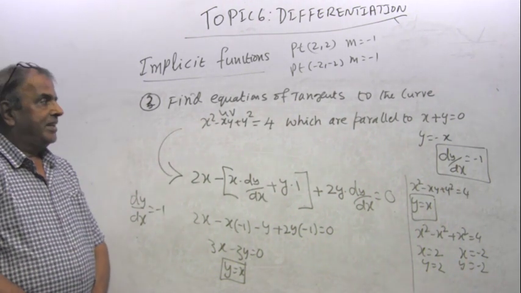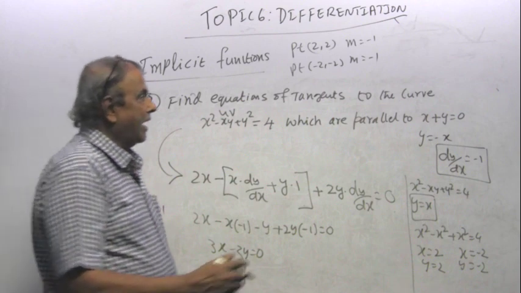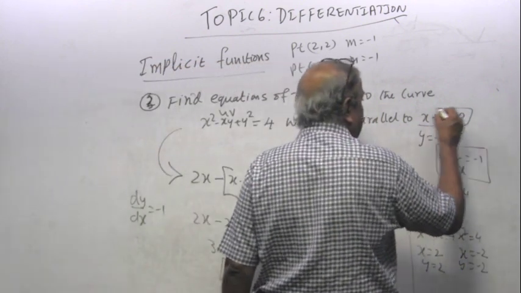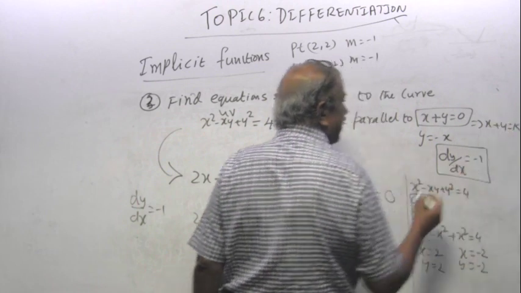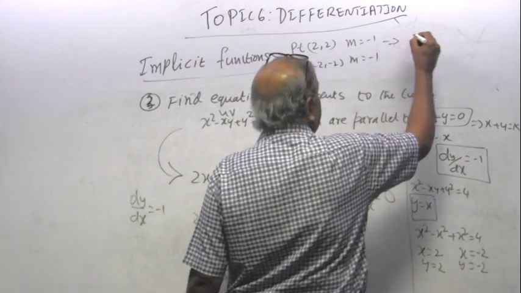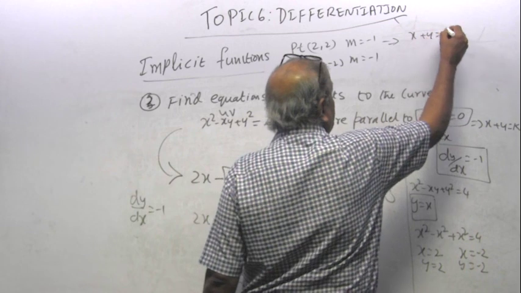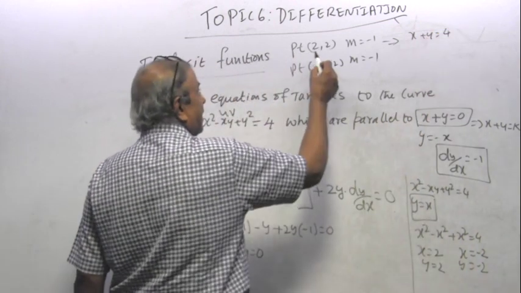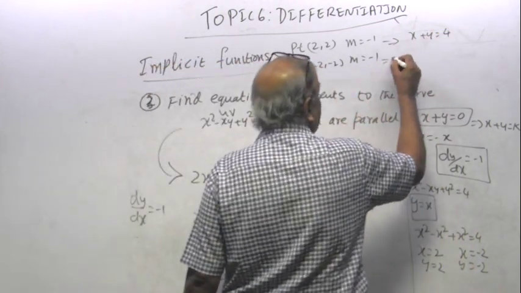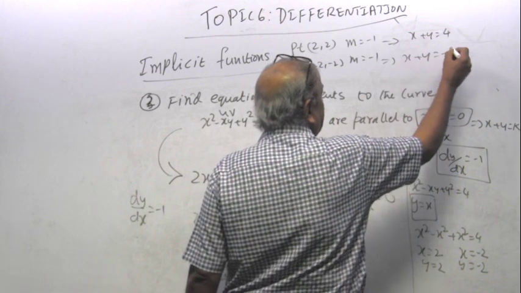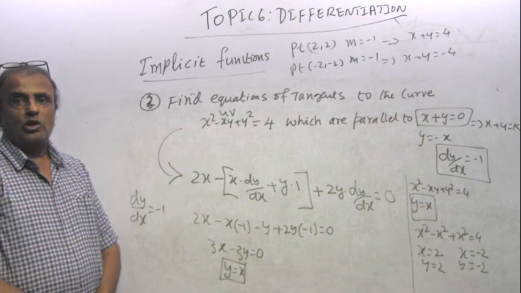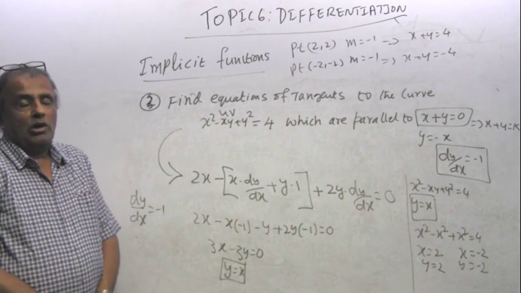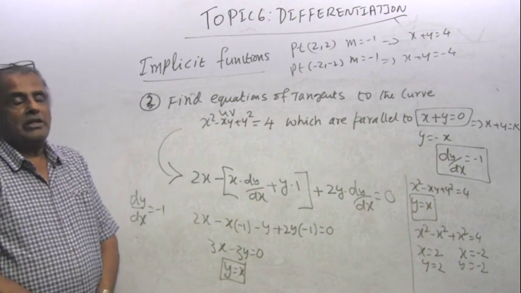But think for a moment, a line parallel to x plus y equal to 0 is x plus y equal to k, isn't it? So therefore, that would be x plus y equal to 4. Why? Because x is 2, y is 2. This one will be x plus y equal to minus 4.